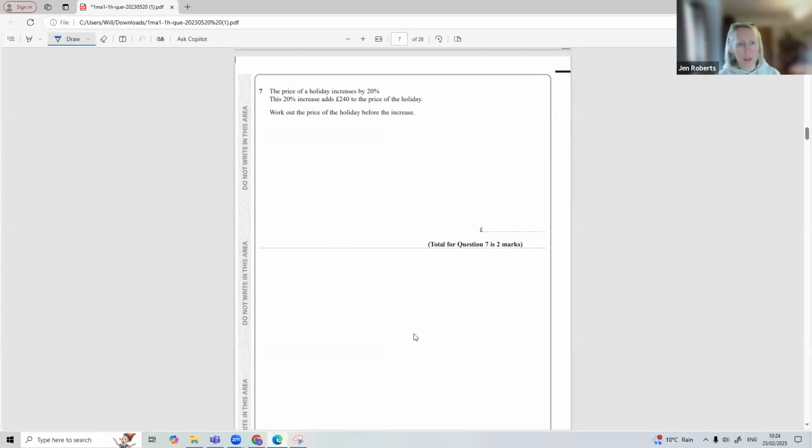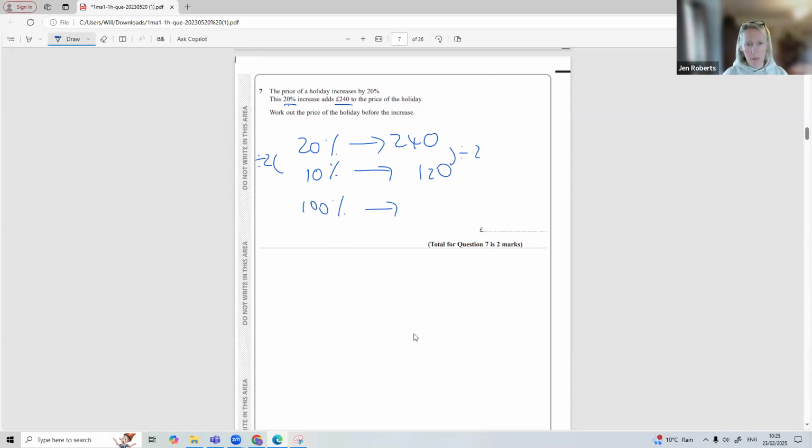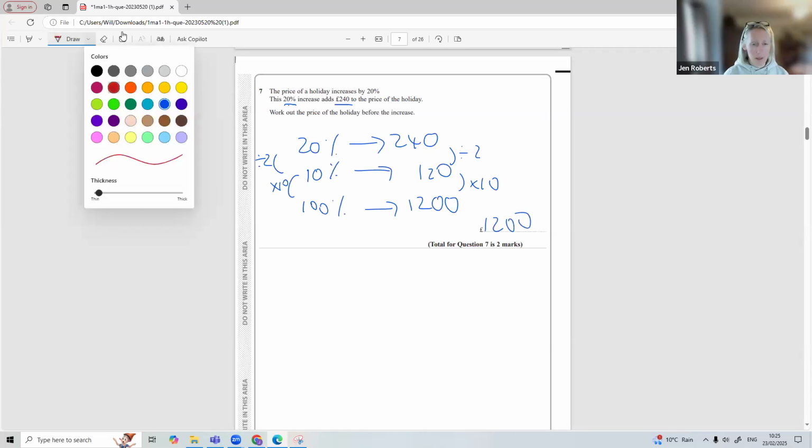Price of holiday increases by 20%. The 20% increase adds £240. So it means this 20% represents £240. So we're working out what's 100% here. Like what's the cost of the holiday? So if 20% represents £240, 20% is half of 40%, right? So let's halve it. 120. And then 100%, times that by 10, to get 1,200. Next question.